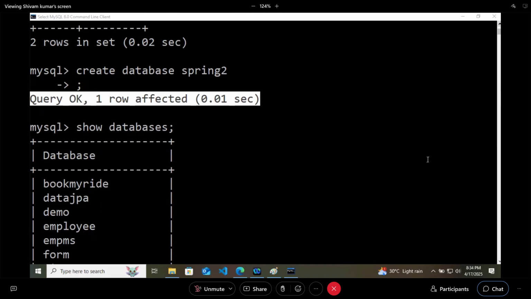Angular batch? I stopped teaching Angular, man. I don't teach Angular now.